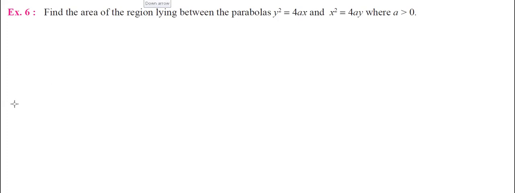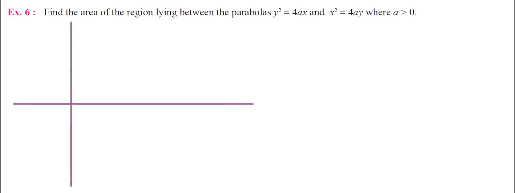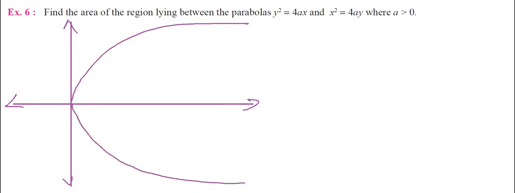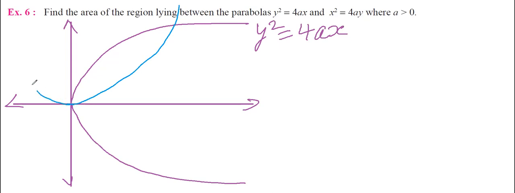Okay, so let's plot this. This is my x-axis and this is my y-axis. Now y square is equal to 4x will come like this. This will be the curve of y square is equal to 4ax. And x square is equal to 4ay will be like this and like this. This equation will be x square is equal to 4ay.